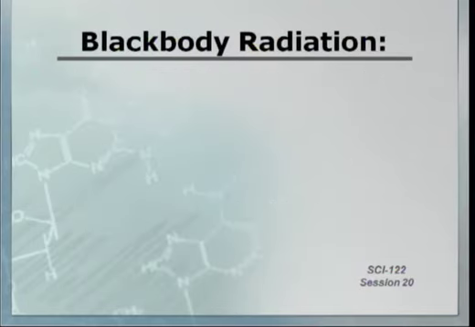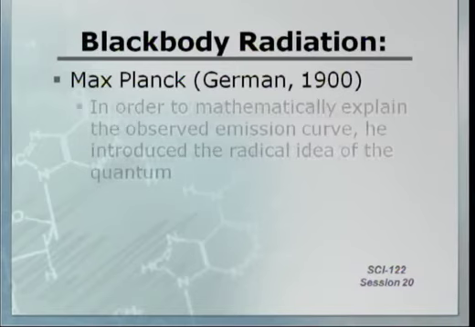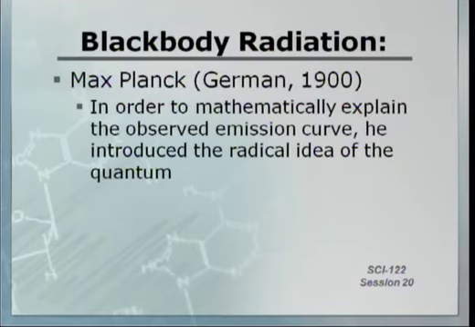It was not until around the 1900s that a German physicist by the name of Max Planck came along. And what he did was he looked at it mathematically. So in order to explain mathematically the observed emission curve, he introduced a radical idea. He said that, you know what, we know that mathematically we have the wrong prediction, that we predicted this square function, but it doesn't do that.